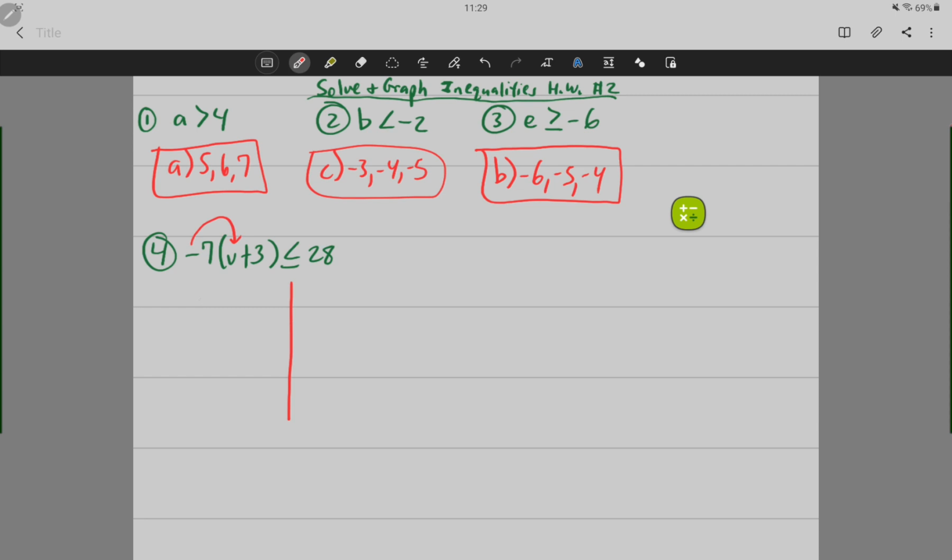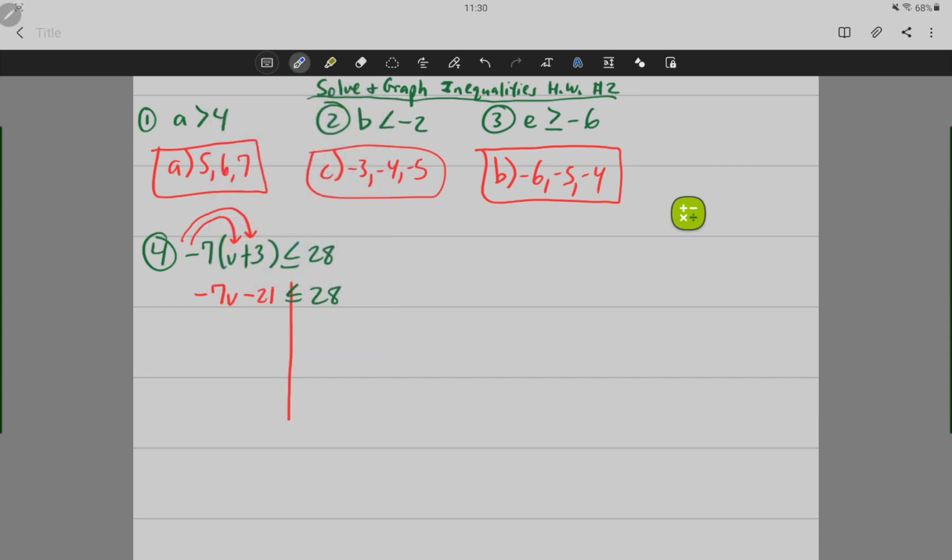So -7 times v is -7v. And then distribute once again. So multiply this -7, notice how I put the arrow to the sign, so I know what I'm doing. -7 times a +3. Negative times a positive is a negative. 7 times 3 is 21. So now we're just going to bring down the other side. And now our inequality says -7v minus 21 is less than or equal to 28.